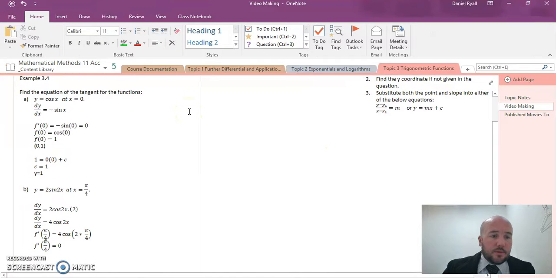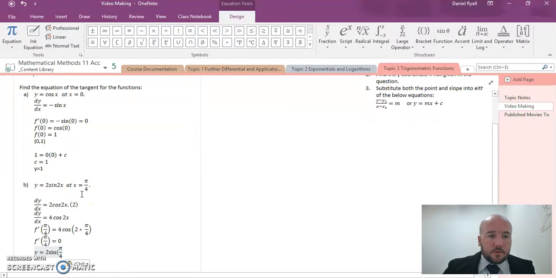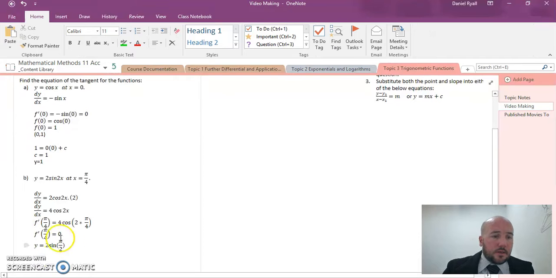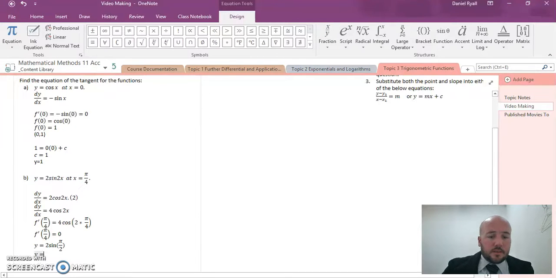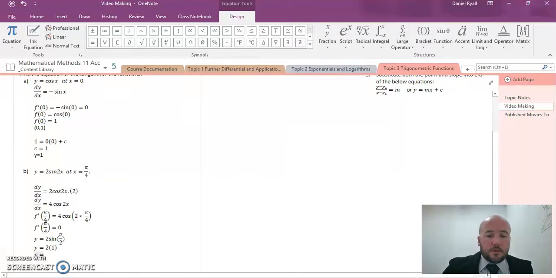For step 2, we can substitute in the x coordinate into the original function. So y is equal to 2 lots of sine of 2 times pi on 4, which we said was pi on 2. So I'm just going to substitute that in straight away. Sine of pi on 2 is at a maximum, so that would be equal to 1. And our result is going to be y equals 2 lots of 1, so y equals 2.